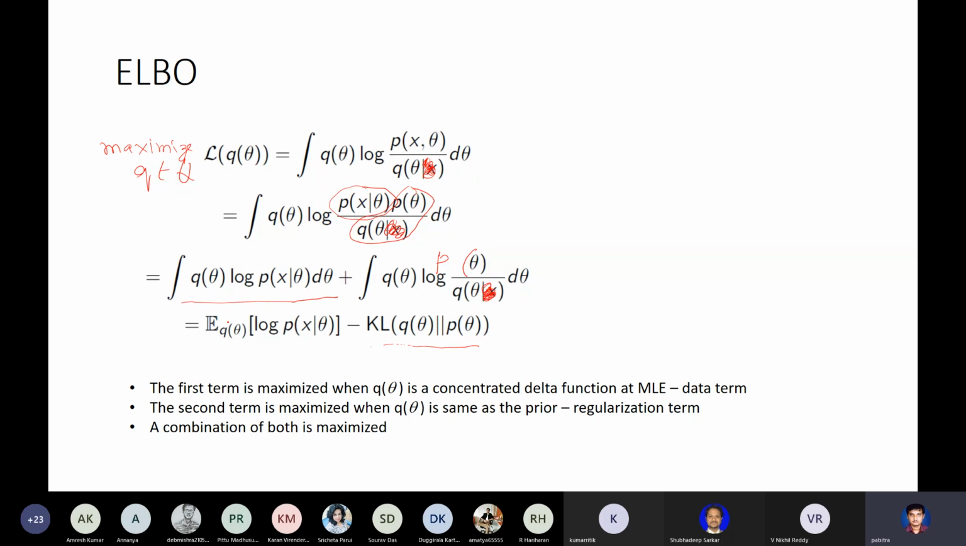And what is this? This is the expectation of the log likelihood of x given theta with respect to the distribution q(theta). So this is the expectation with respect to q(theta) of log of p(x given theta). So the ELBO which you are trying to maximize is the expectation of the log likelihood minus the KL divergence between q(theta) and the prior p(theta). This entire thing is what we will maximize.